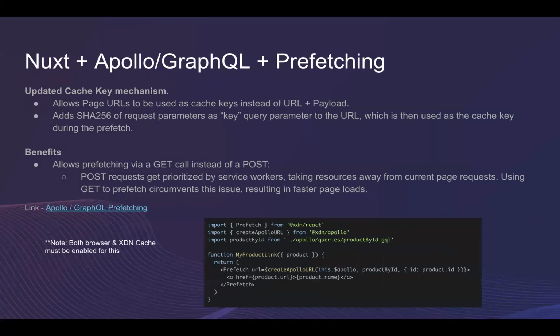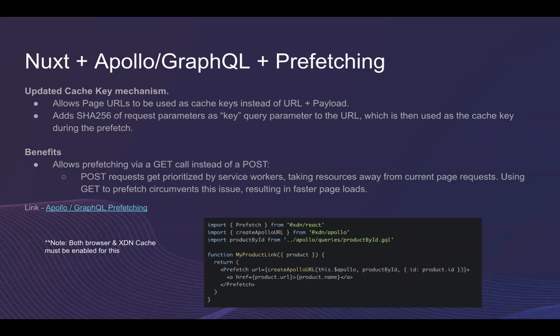We also have now prefetching for Apollo for GraphQL. What we have done is that rather than use the payload as a cache key, we have created a SHA-256 hash of the payload, which in conjunction with the URL is now used as the cache key. What this allows us to do is use a get call instead of a post to do prefetching.